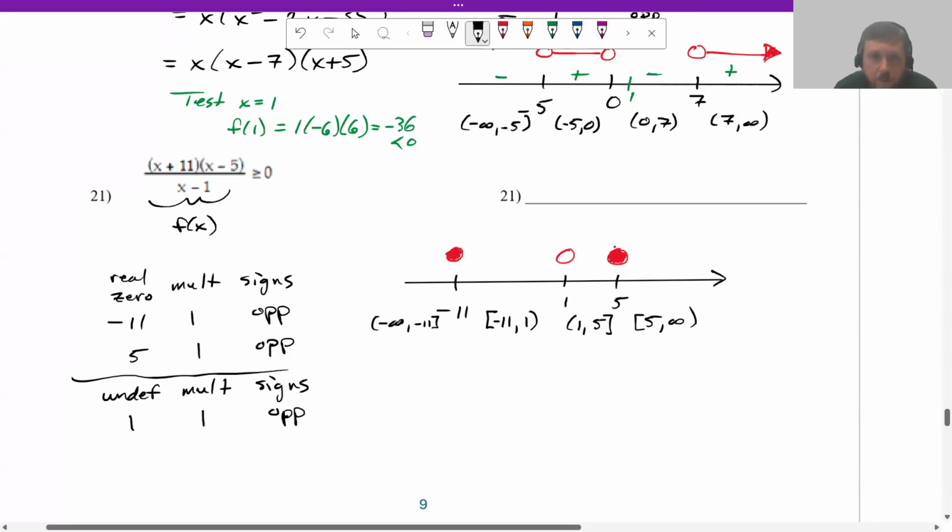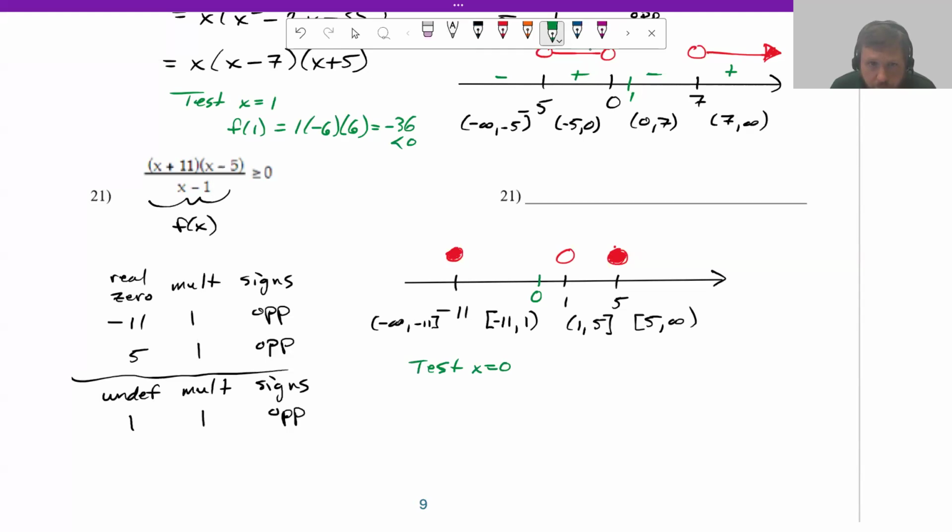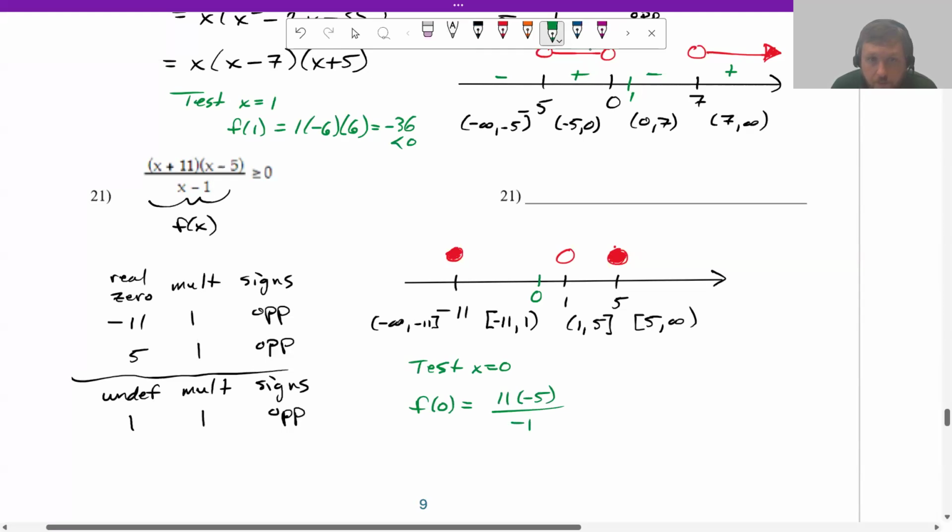Okay. And then we need a test value. So let's go with 0. So test x equals 0. So then f of 0 would be 11 times negative 5 over negative 1. So we get a positive 55. So that's greater than 0. So then this region would be positive.